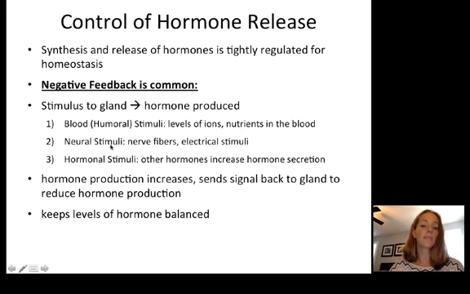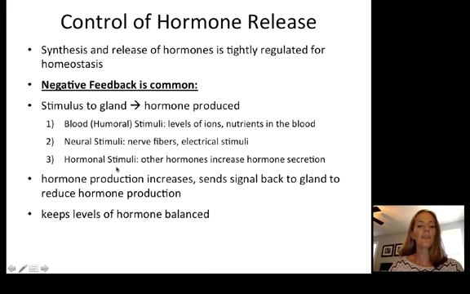There's direct electrical stimulation of certain glands. That's neural stimulation. So electrical stimulation to a gland can, through nerve fibers and electrical stimuli, increase the production or release of a hormone. Finally, some hormones regulate other hormones. So one hormone can cause the gland to be activated, and that gland will then produce a second hormone.